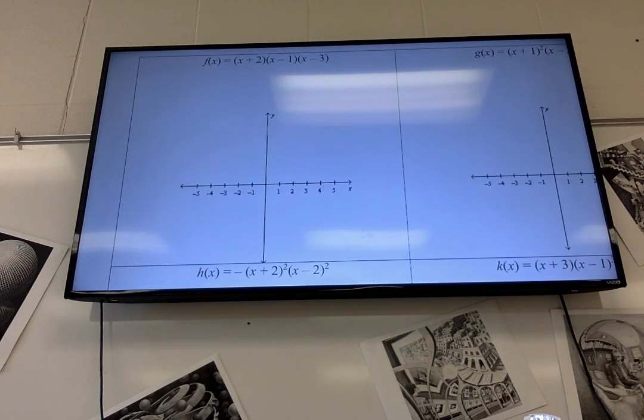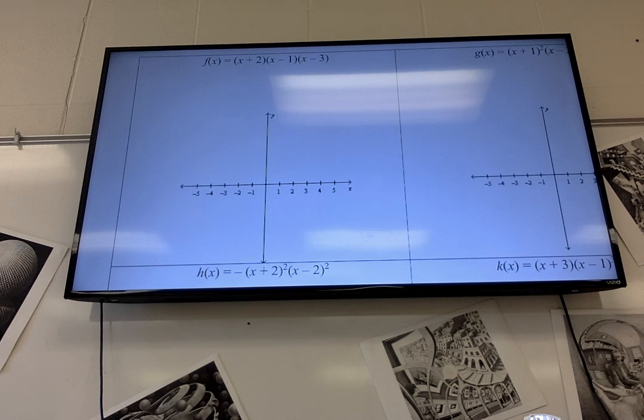Okay, so moving on to this one. All the directions just say, if it's not already factored, factor it. Identify the zeros in the multiplicity, and then the end behavior, and sketch the graph. Okay. So this one's already factored. Yay. So, a little less work.